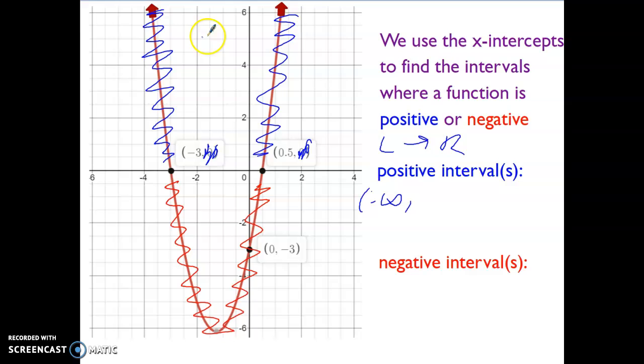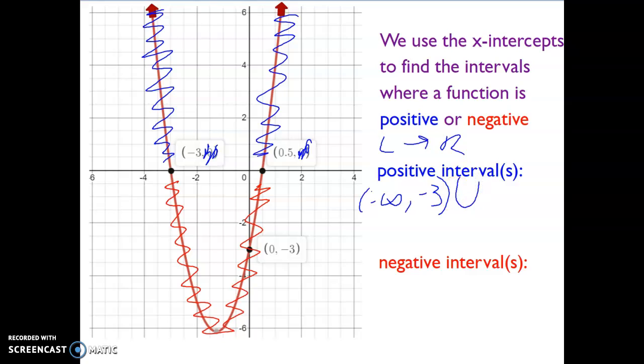And this one, you can see that it stays positive until right here. At this point, the y value is 0. It's no longer positive. So at -3, it stops being positive. And I'm going to put an open parenthesis there, an open interval parenthesis, because that tells me that the graph is not including -3, because at -3 it's actually equal to 0. It's not positive or negative.